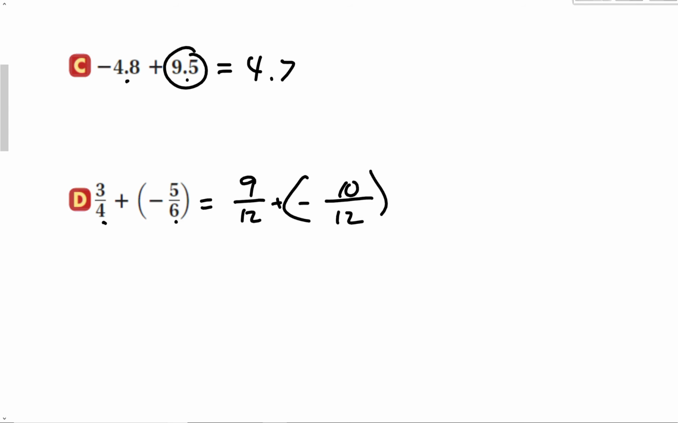Now I can clearly see that 10 over 12 is bigger than 9 over 12, even though I wasn't quite sure about these two, which one was bigger. I kind of thought it was 5 over 6, but now I'm sure. So 9 over 12 is bigger than 10 over 12. So that means I'm going to subtract these two opposite signs, and my answer is going to be negative to give me a negative 1/12.